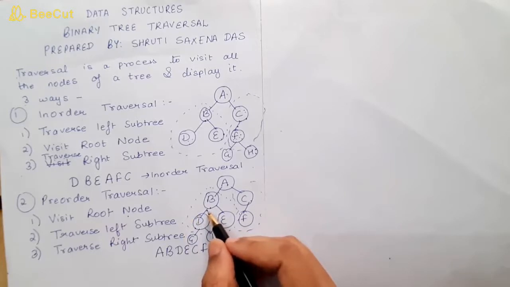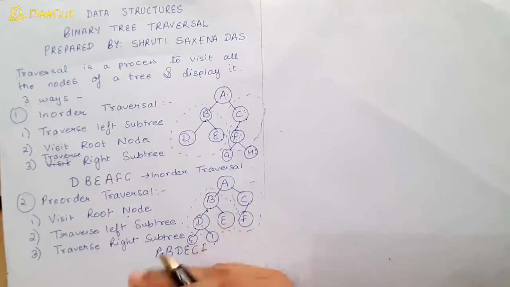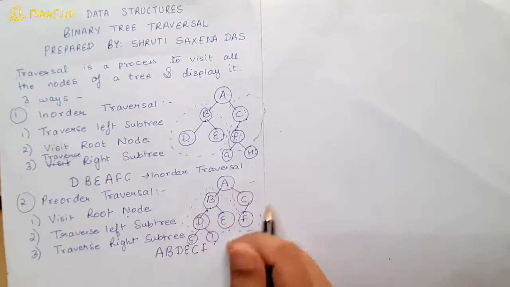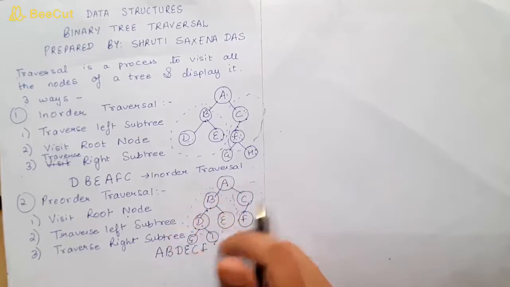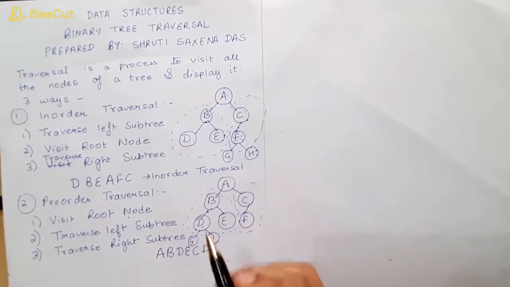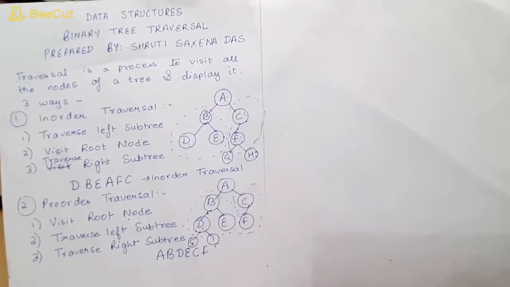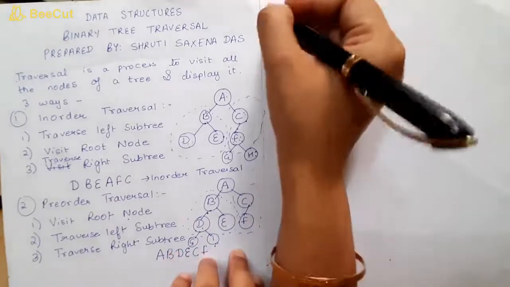In pre-order what we have to do? Root, left, right. So it will be D, G, I. Then control will go to the right subtree of this subpart. So the traversal will be A, B, D, G, I, E, C, F. Okay. Now we'll move on to post order.